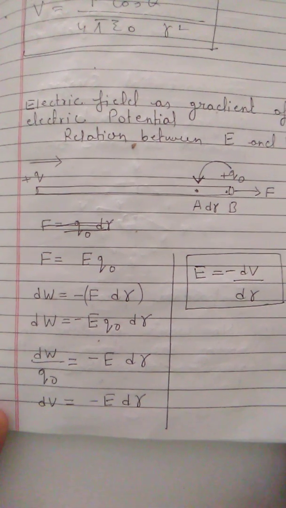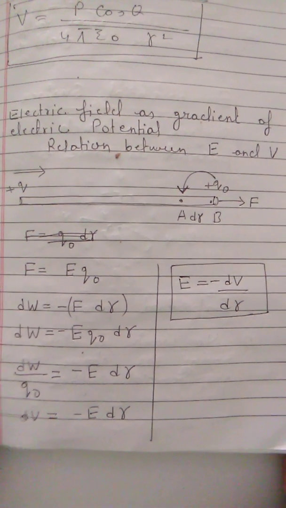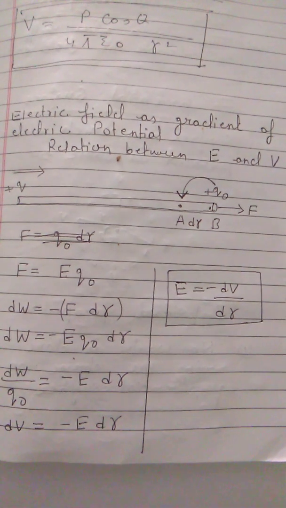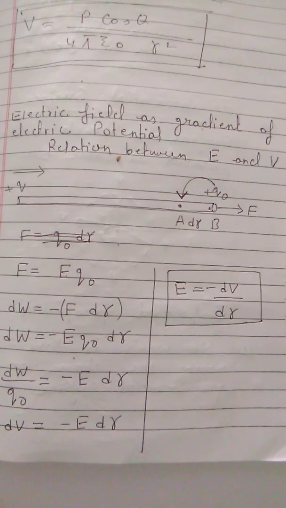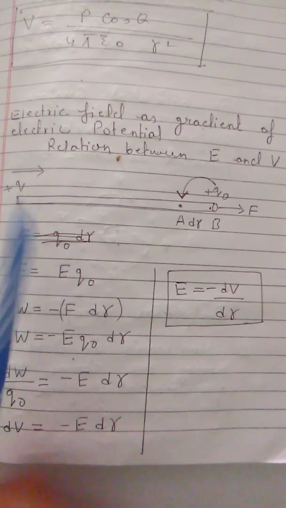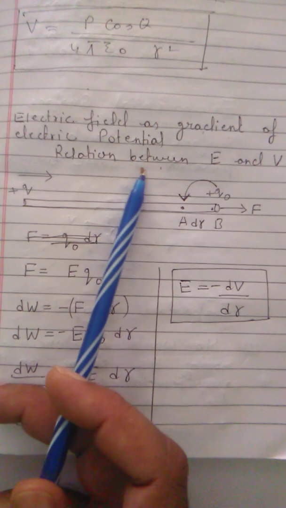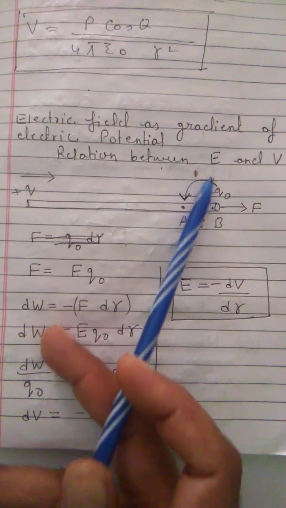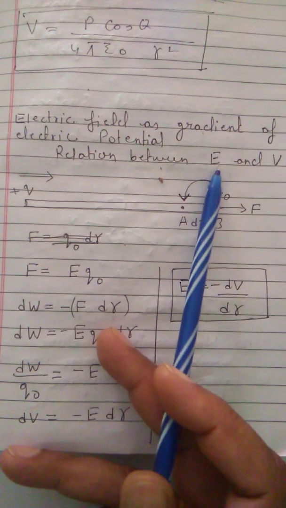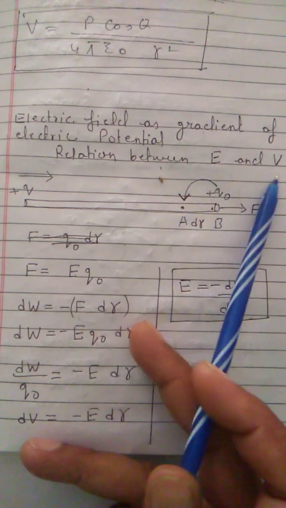Okay, hello everyone. Today we are starting with a new topic. The topic is the electric field as a gradient of electric potential, or we can simply say that we have to find out the relation between electric field intensity and V. That means V means the potential difference. That means we have to find out the relation between E and V.